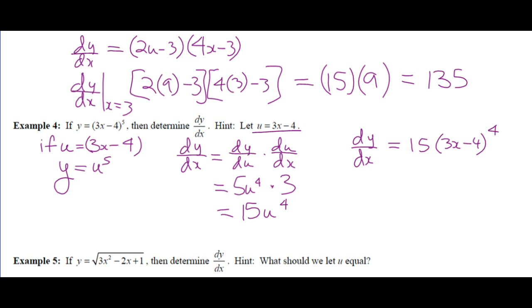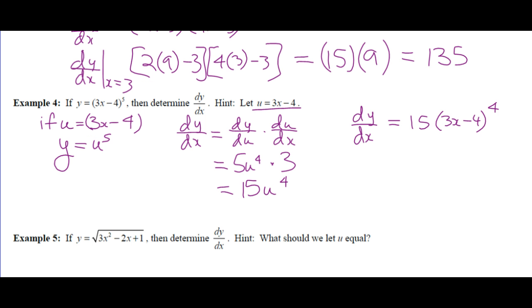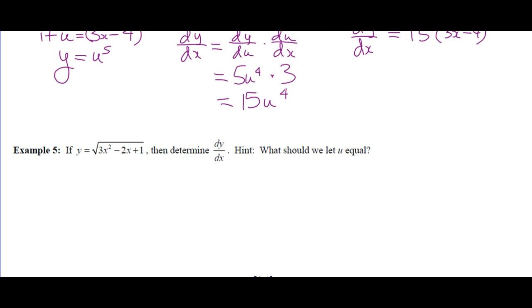Which is, in a sense, kind of a lot uglier way of doing it than just saying, hey, it's 5 times 3x minus 4 to the fourth times 3, and then bringing the 5 and the 3 together up front. But this is just more formal, right? We're doing a substitution. We're saying, okay, we're going to replace that expression 3x minus 4 with u, and then we can work out dy by du and du by dx. And we're going to do the same idea here, right? So if y is equal to the square root of 3x squared minus 2x plus 1, then determine dy by dx. So what should u be?